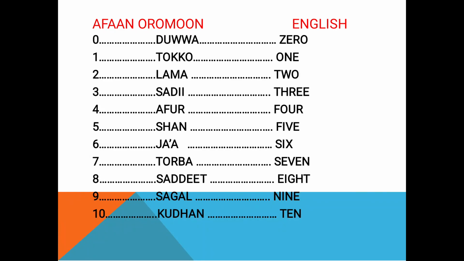0, duwwaa. 1, tokko. 2, lama. 3, sadii. 4, afur. 5, shan. 6, ja'a. 7, torba. 8, saddeet. 9, sagal. 10, kudhan.